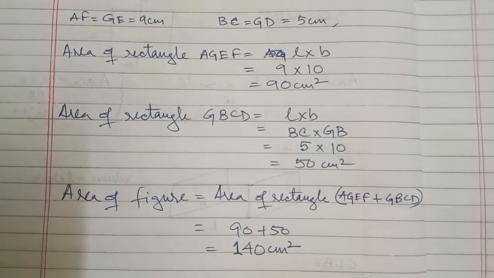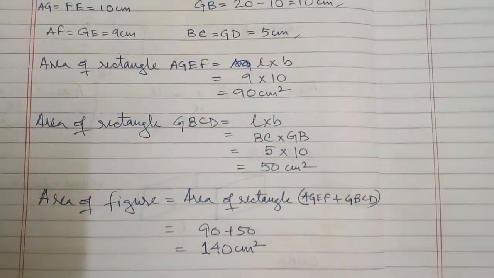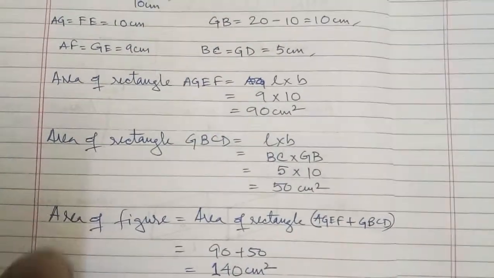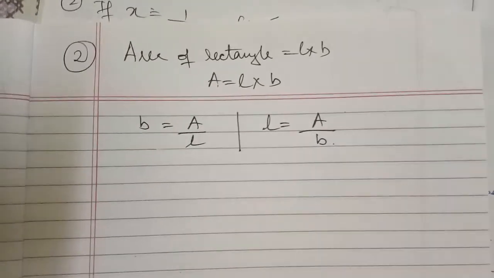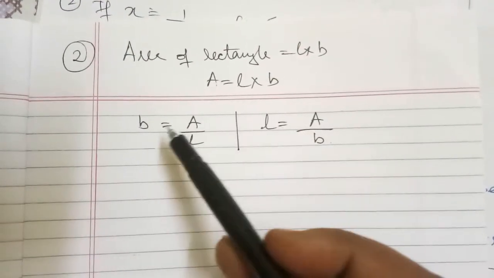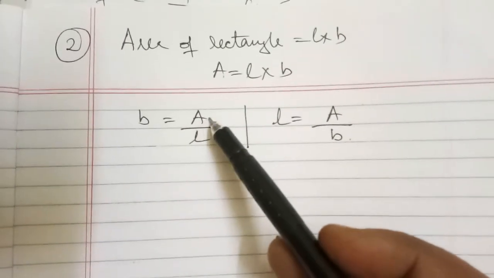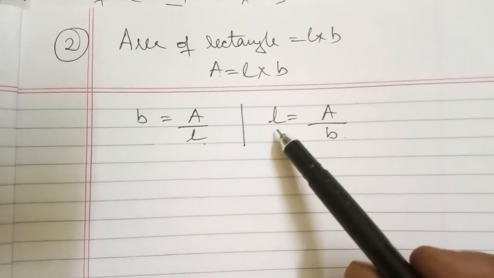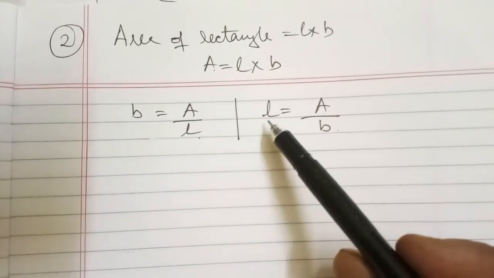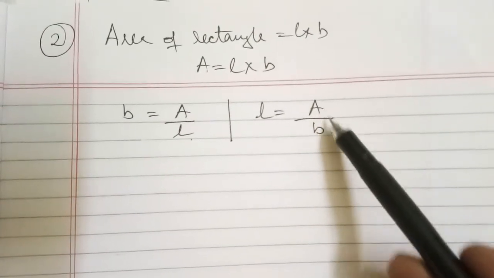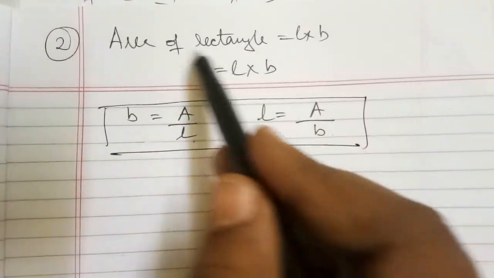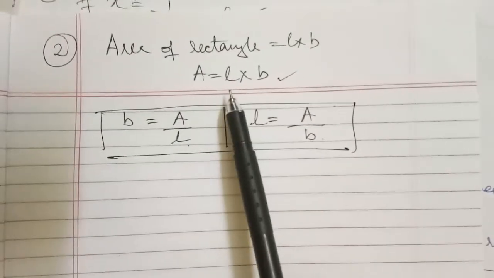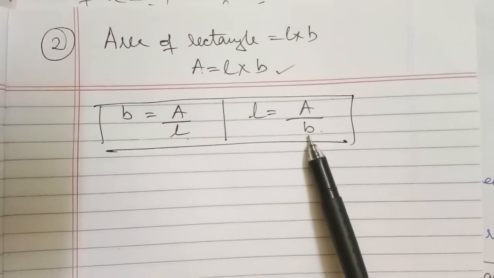Now, I'll give some homework. You try to find it out. If you want to write down the formula, one more formula I've written: the area of a rectangle is length into breadth. If they ask you to find the breadth, the formula will be area by length. If they ask you to find the length, it will be area by breadth. Both formulas came from this particular formula only, just by transposing.